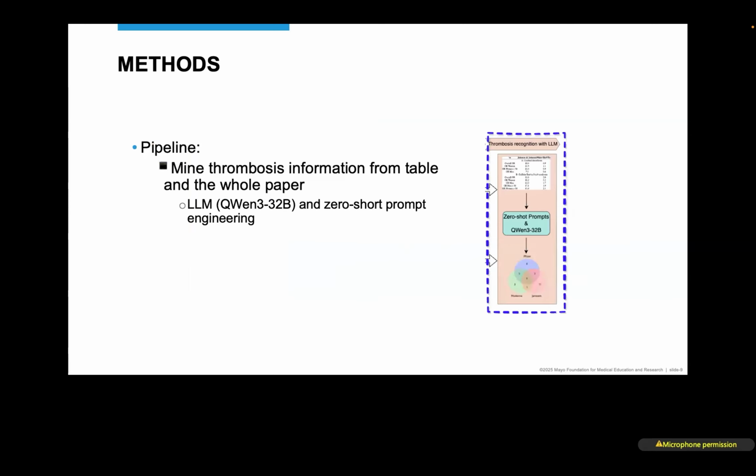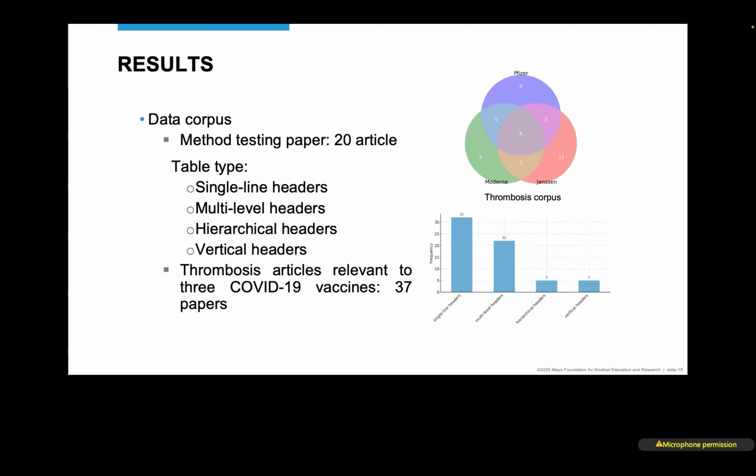The last step is to mine the thrombosis information from tables and the whole paper, because for some, not all, of the useful information about thrombosis we could find in the table. For example, the total number of the population and the doses, and some tables did not list them. So we need to mine this information from the whole paper. We also use the zero shot.